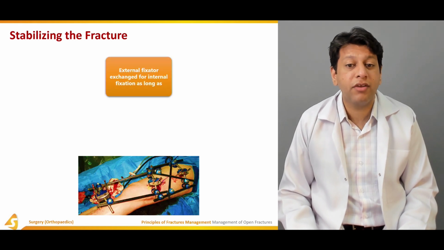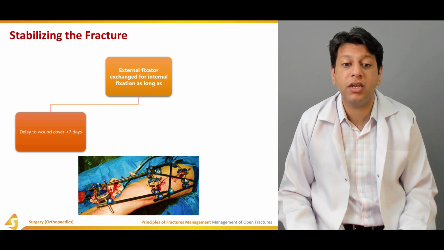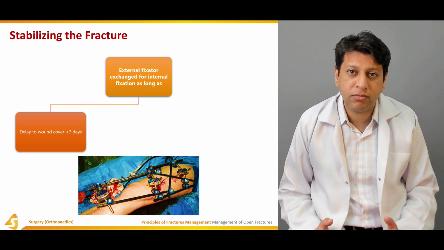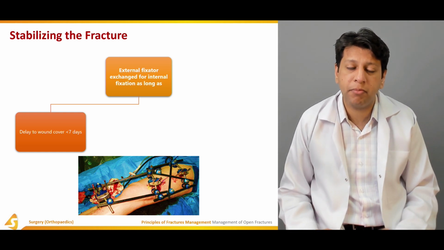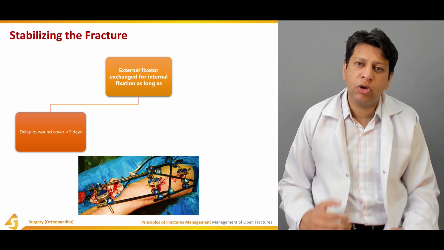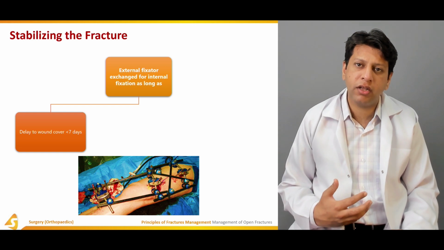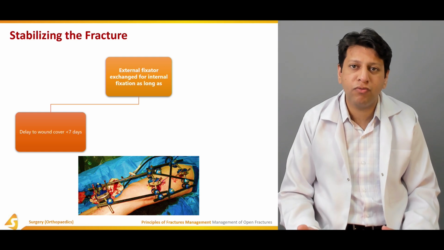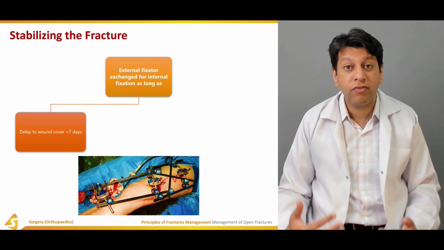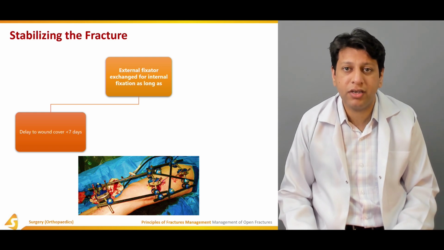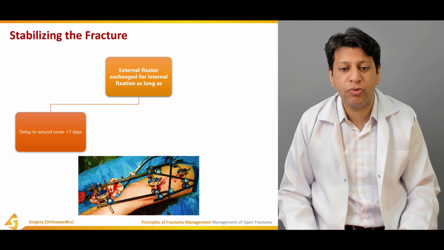Stabilization could be in the form of an external fixator exchanged for internal fixation, as long as the delay to wound cover is less than 7 days. We apply the external fixator after debridement, and we apply the vac to the open wound, and we wait for 7 to 10 days. Once the granulation bed has appeared over it, and we know we can apply either the skin graft or the flap over it, then we go for the wound coverage first. And once the wound coverage has been done, we remove the external fixator and go for definitive internal fixation of the bone fragments.